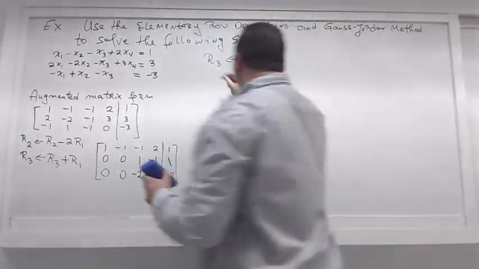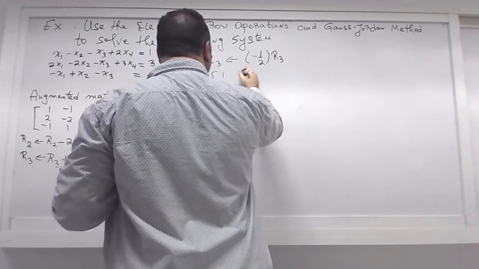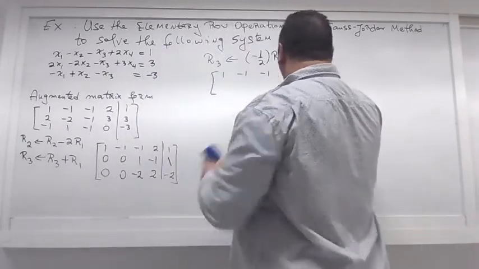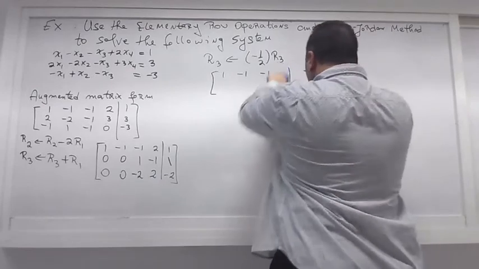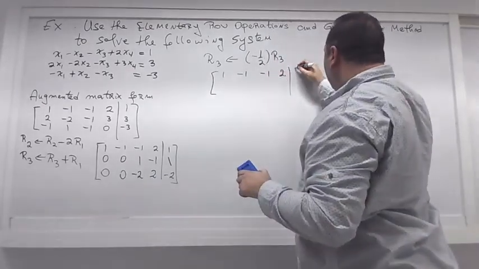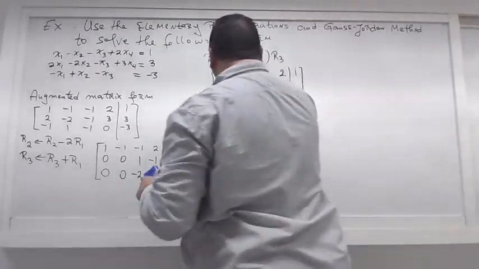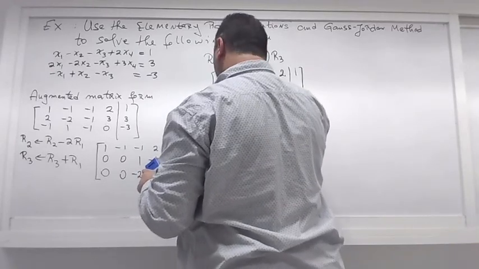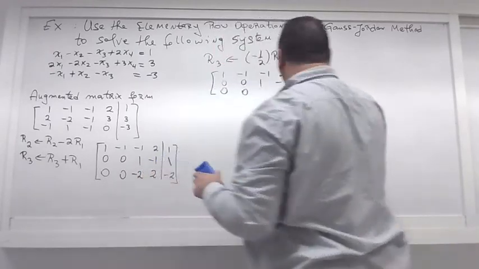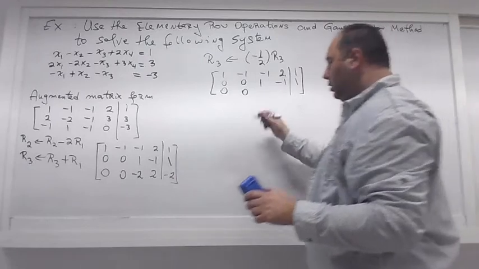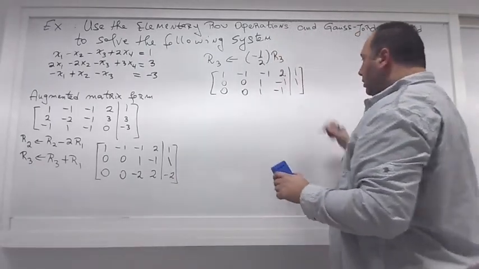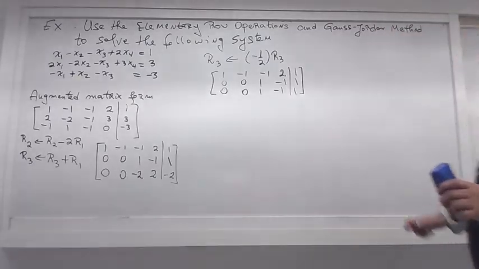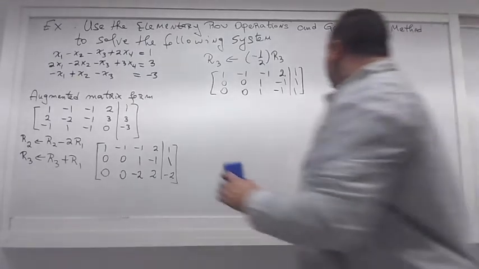I'm very happy. Copy carefully. Zero, 0, 1, minus 1, 1. And now here is 1, minus 1. Be careful with the signs. 1. Okay, well, look at this.